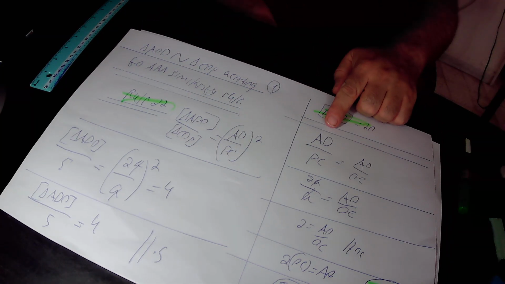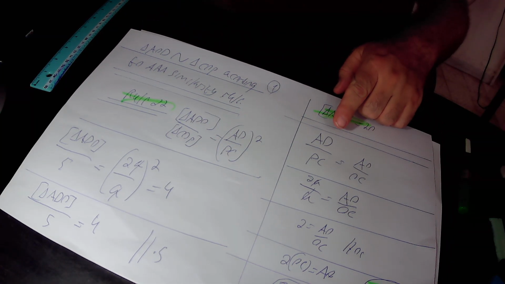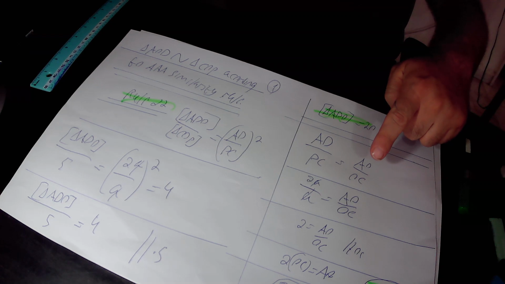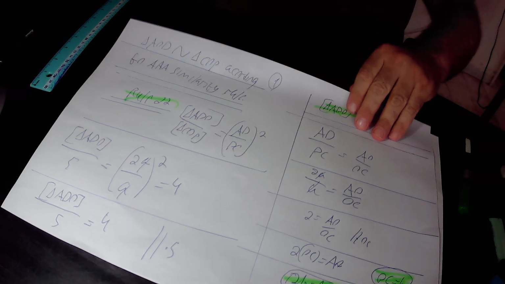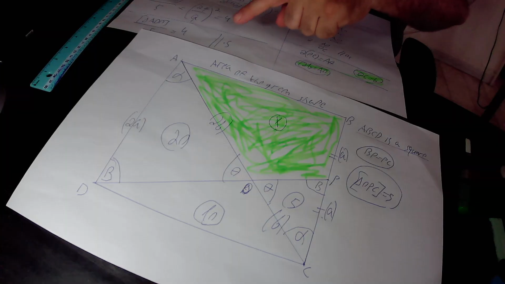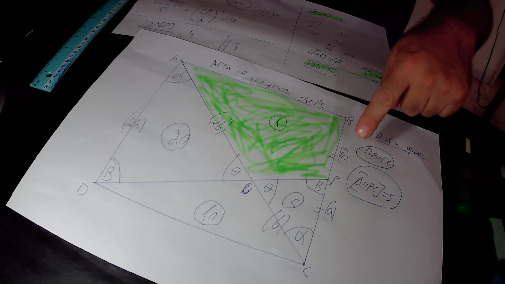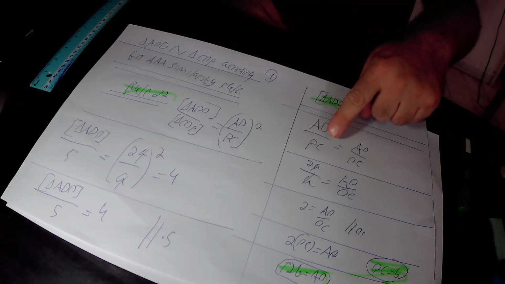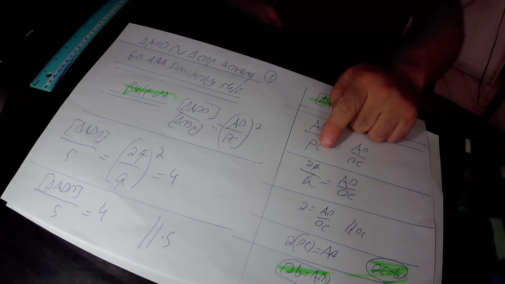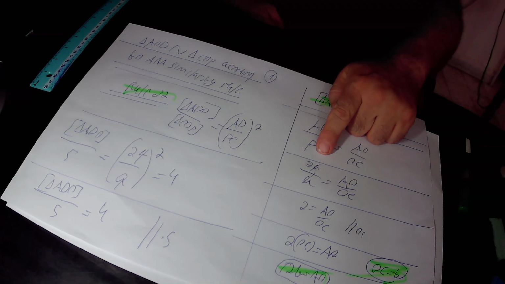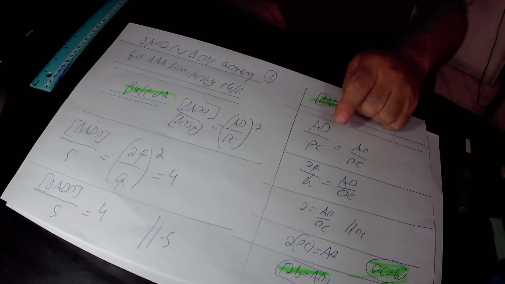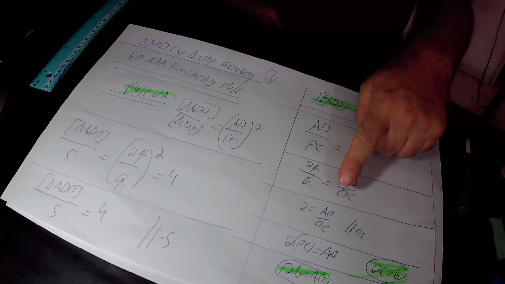Side AD of the big triangle ADO over side PC of the small triangle POC is equal to side AO of the big right triangle AOD over side OC of the small triangle COP. AD is 2A and PC is A. So we have here 2A over A. We have A in the numerator and A in the denominator, so A gets cancelled, and we are left only with 2. So in total we find that 2 equals AO over OC.